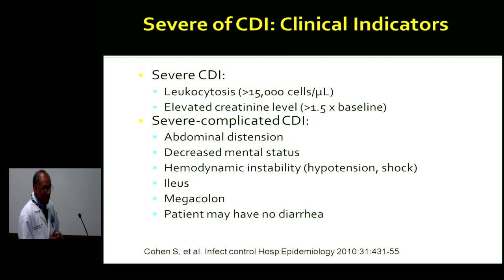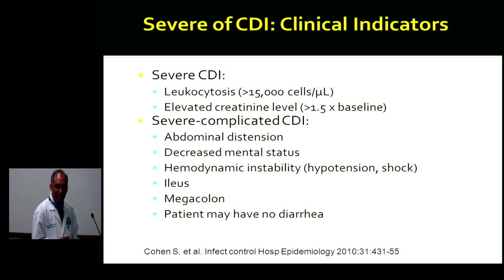over 15,000 or a doubling or 1.5 times the increase in creatinine from onset of disease. Severe complicated is all of the above, plus you have development of distension indicative of ileus, you have hemodynamic instability, and just keep in mind, when you develop a toxic megacolon ileus, diarrhea often stops. But that doesn't mean they're better; it may actually be a poor prognostic marker in some of these patients.